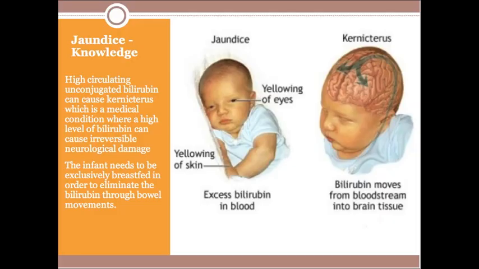High circulating unconjugated bilirubin can cause kernicterus, which is a medical condition where a high level of bilirubin can cause irreversible neurological damage. This is because conjugated bilirubin is water soluble, therefore it does not damage the brain tissue. However, unconjugated bilirubin is fat soluble, which can enter the brain tissue causing damage. The infant needs to be exclusively breastfed in order to eliminate the bilirubin through bowel movements.